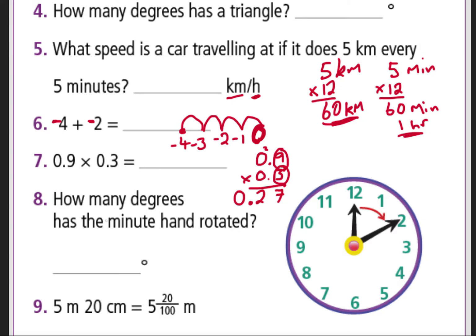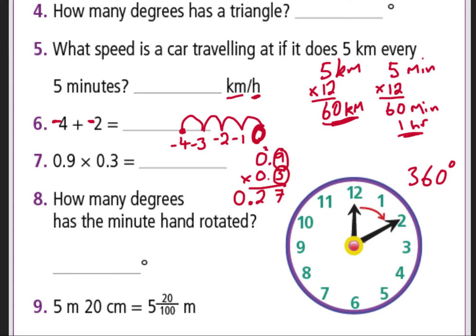Number 8, how many degrees has the minute hand rotated? Now, yesterday we worked out what this angle was here, which is how many degrees there are when the hour hand moves 1 hour. So we can double our answer from yesterday. Now, if you can't remember yesterday's, we can still work this out. So the full circle is 360 degrees. If we rotate it from here all the way around, it'd be 360.